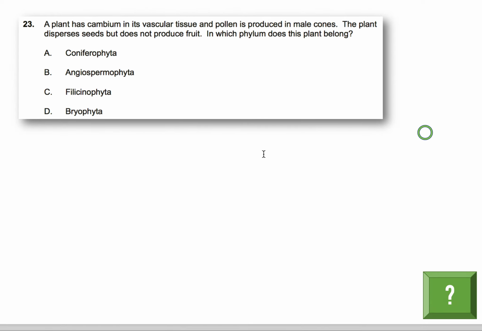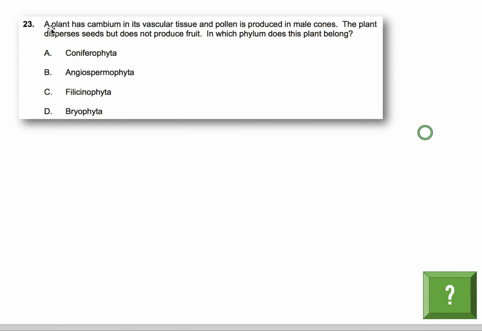A plant has a cambium in its vascular tissue, and pollen is produced in male cones. The plant disperses seeds but does not produce fruit. In which phylum does this plant belong? So this is a tricky question because they give you some words that you may not be familiar with, such as cambium. This is a word you will learn if you do HL plant biology. But regardless of that, you can still answer this question and get it right, regardless of knowing what cambium is. So don't worry, you can still do it.